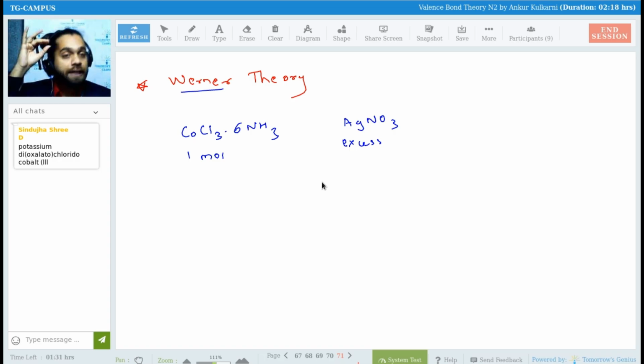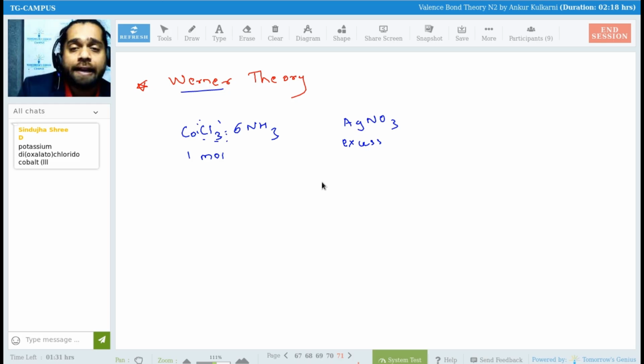Your chloride has a brilliant affinity with your silver, that is your Ag. Okay, so what will happen? Ag we have in excess. In 1 mole of this compound, I have 3 moles of chloride. Yes or no? In 1 mole of our complex, we have 3 moles of Cl.